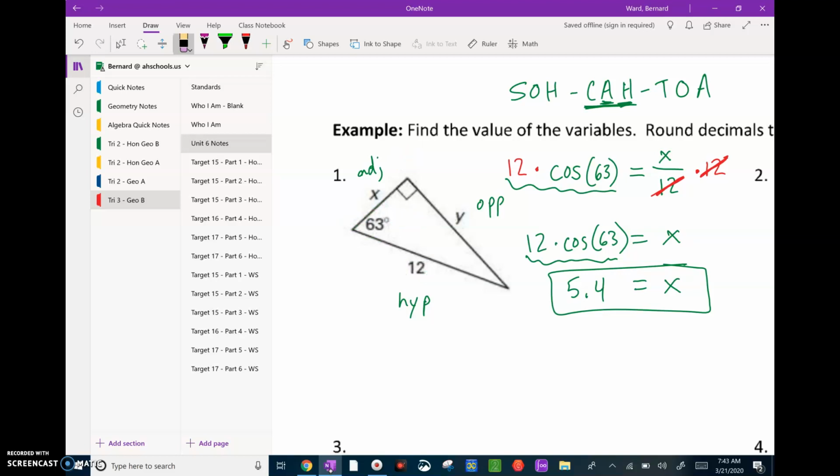And now let's find y. But the difference is, to find y, now we have to use the opposite side. We still need to use the 12 because it's information we know. So we'll still use the hypotenuse. But this time we'll only use opposite and hypotenuse.